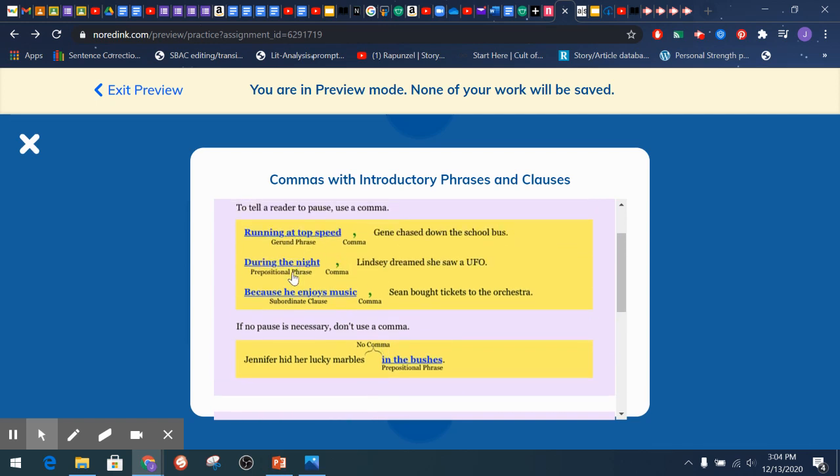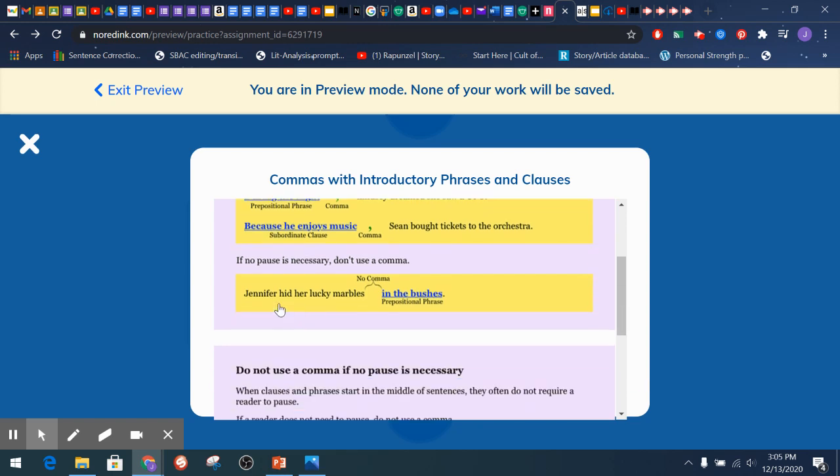So we have a gerund phrase, we have a prepositional phrase because during is telling us when something's happened. It's not being used as a verb or a gerund. And then because is a subordinate clause because it requires explanation. So this is also a prepositional phrase.